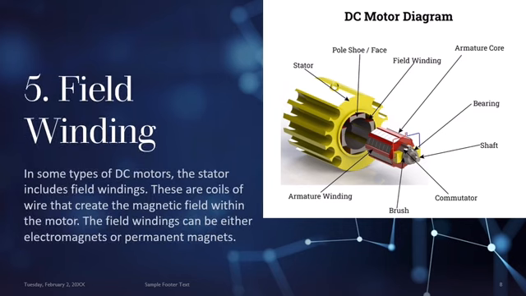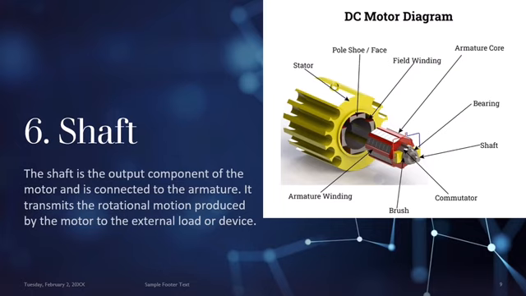The fifth component is the field winding. In some types of DC motors, the stator includes field windings. These are coils of wire that create the magnetic field within the motor. The field windings can be either electromagnets or permanent magnets. The sixth component is the shaft. The shaft is the output component of the motor and is connected to the armature. It transmits the rotational motion produced by the motor to the external load or device.